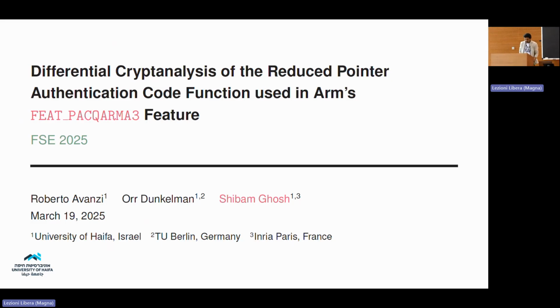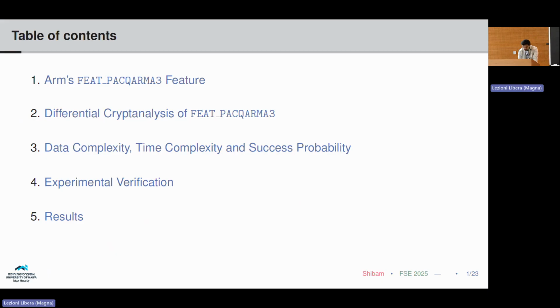Thanks for the introduction. I'll discuss differential cryptanalysis on the PAC Karma 3 feature. This is joint work with Roberto and Or. Here is the outline of our discussion. I will briefly introduce how the PAC Karma 3 feature works, then give an overview of differential cryptanalysis on that function, and then discuss how to compute data, time and success probability for the attacks, followed by some experimental verification, and I'll conclude with the results.